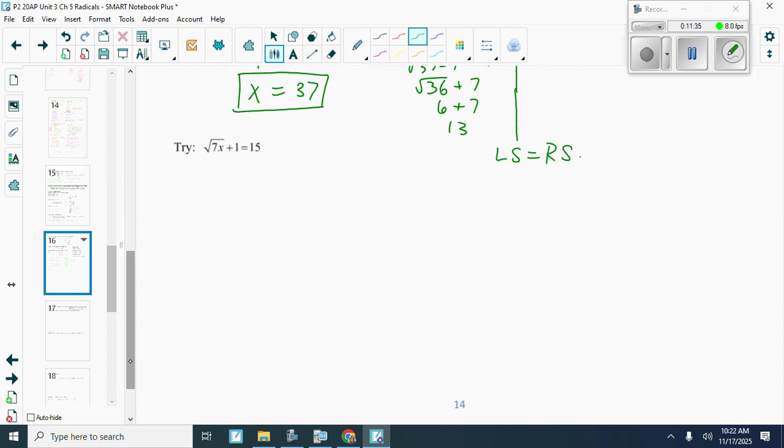Okay, so if you're feeling good about this, and it's making sense, go ahead and do this one. Square root of 7x plus 1 equals 15. First thing you're going to do is isolate for your radical. Then you're going to square both sides, then you're going to solve for x.